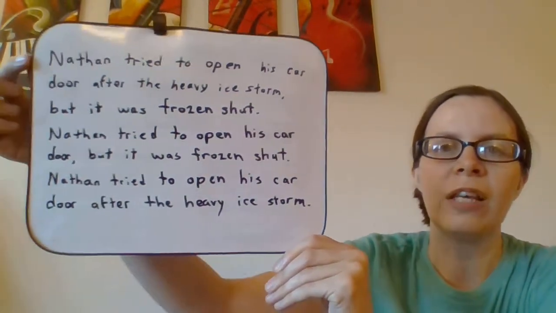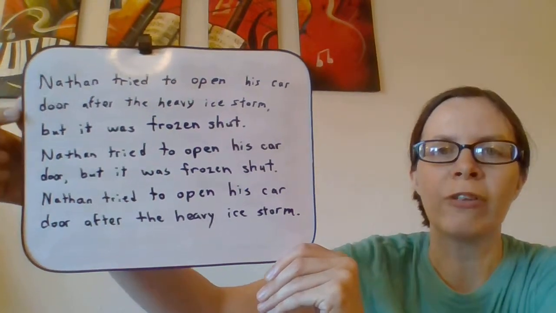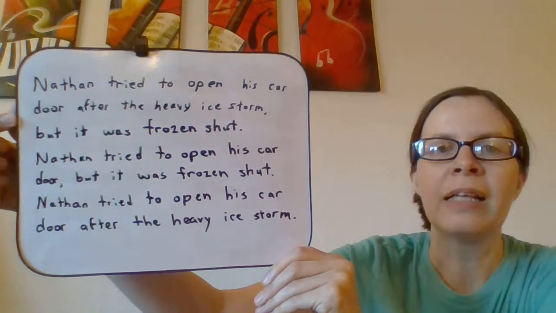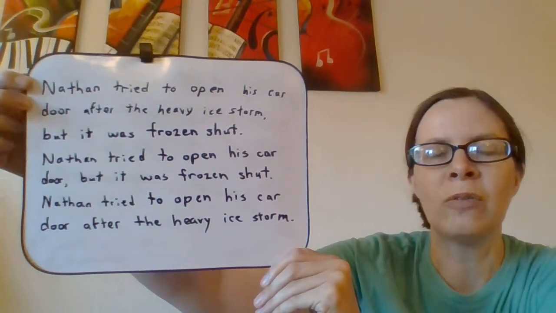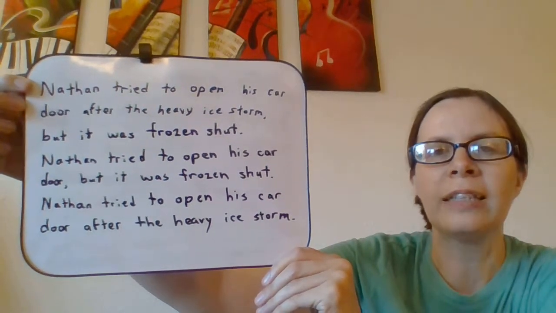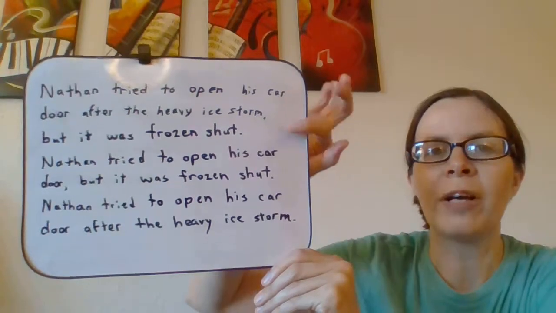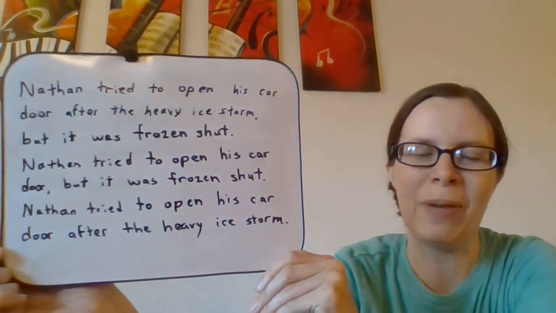So if you look back up here at the very beginning one, Nathan tried to open his car door after a heavy ice storm, comma, but it was frozen shut. We know that's correct because the first two parts of the sentence don't need a comma between them because it's independent clause and then dependent clause. And then you do have a comma over here to divide the first independent clause from the second independent clause.